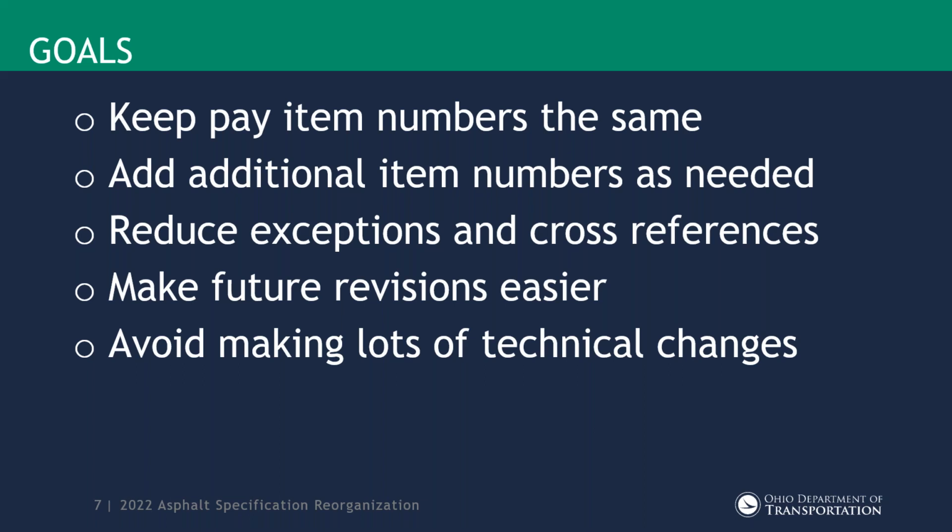Reduce the exceptions and cross references. That's kind of the same as untangling the web, but the idea there is in the future we hopefully can just kind of plug and play with new specs or changing something, and it won't break all these links or cause a lot of problems, and so make the future revisions easier.